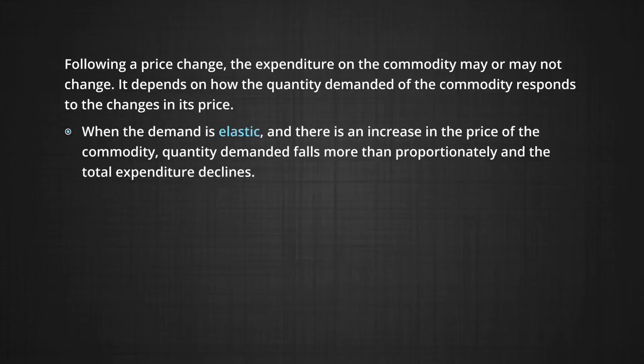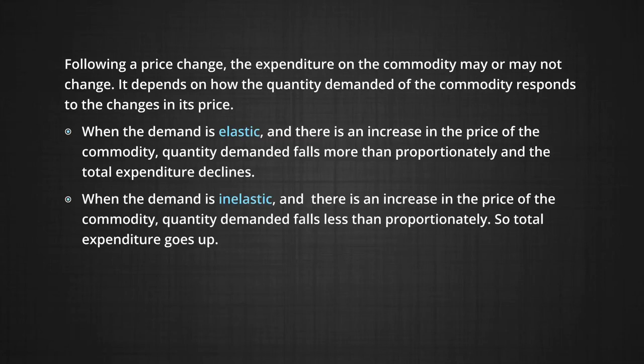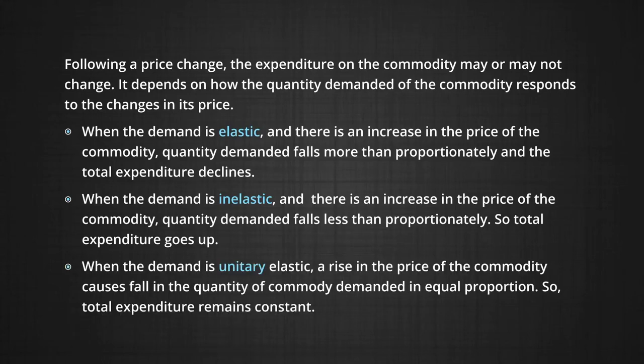When the demand is elastic and there is an increase in the price of the commodity, the quantity demanded falls more than proportionately and the total expenditure declines. When the demand is inelastic and there is an increase in the price of the commodity, the quantity demanded falls less than proportionately. So, total expenditure goes up. When the demand is unitary elastic, a rise in the price of the commodity causes a fall in the quantity demanded in equal proportion. So, the total expenditure remains constant.